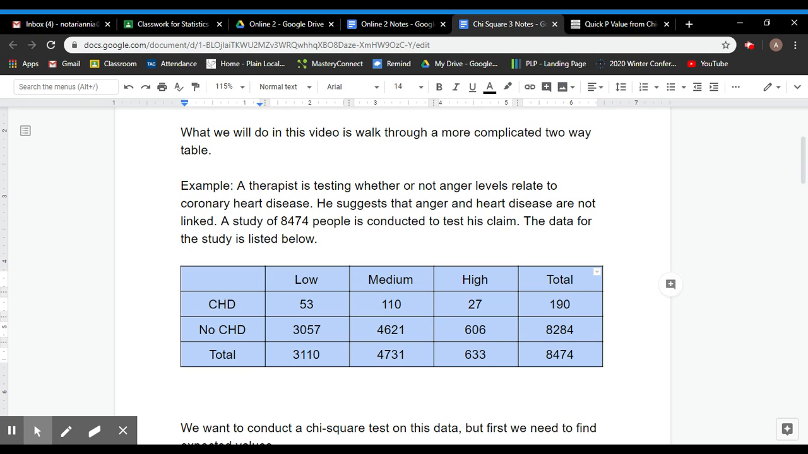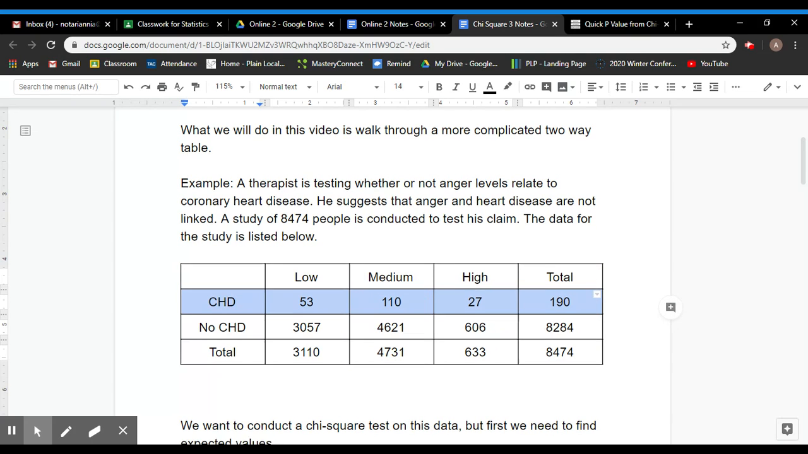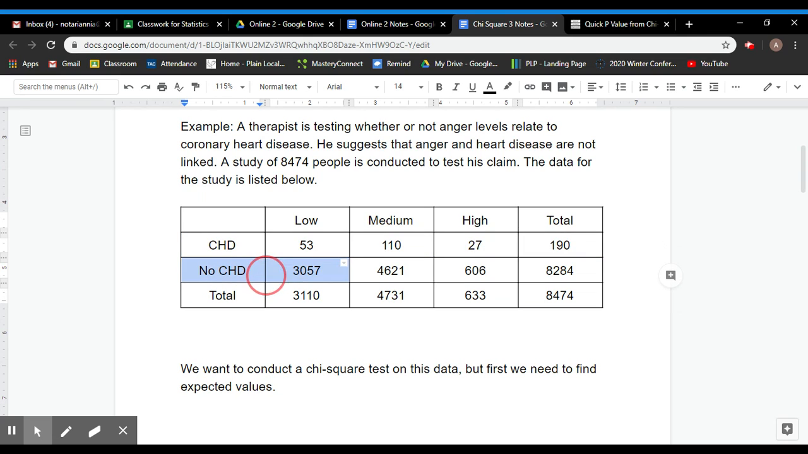So we can see here are the people who had CHD. There were 190 in total. And here were the people with no CHD. CHD is coronary heart disease. All right, so we're essentially going to see if CHD is linked with anger levels.